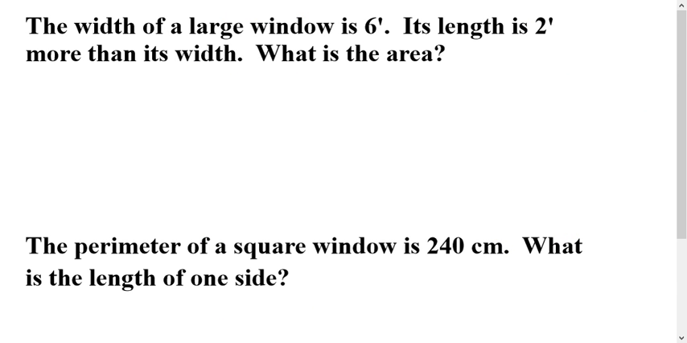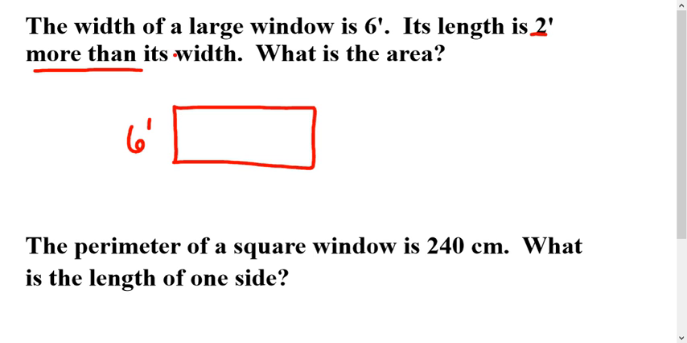So we're going to, again, want to continue to draw pictures, and sometimes our problems can get a little hard. But when you draw a picture, it's going to help you. The width of a large window is 6 feet. Its length is 2 feet more than its width. So it's longer than it is wide. So when I draw my rectangle, I know that my shorter side is going to be 6 feet, and my length is 2 more than its width. Its width is 6 feet, so 2 more than 6 means 6 plus 2. So this distance has to be 8 feet.